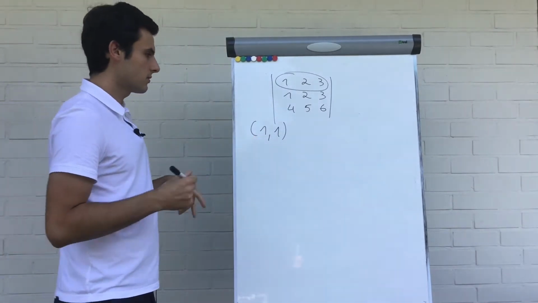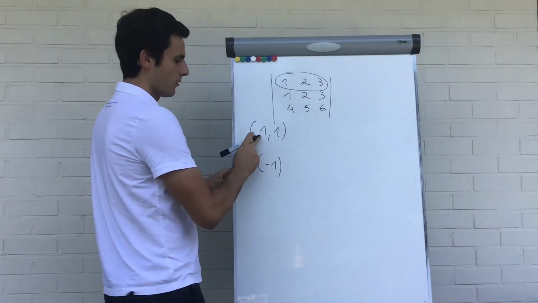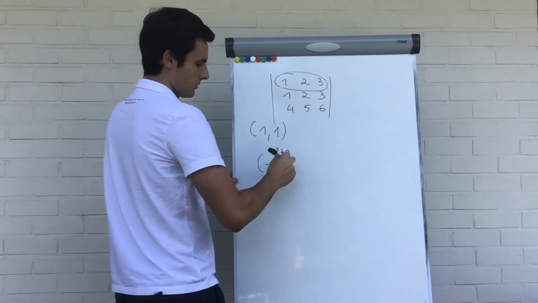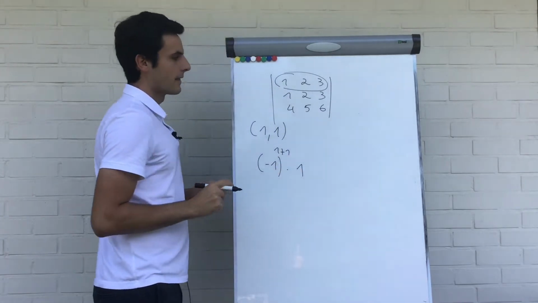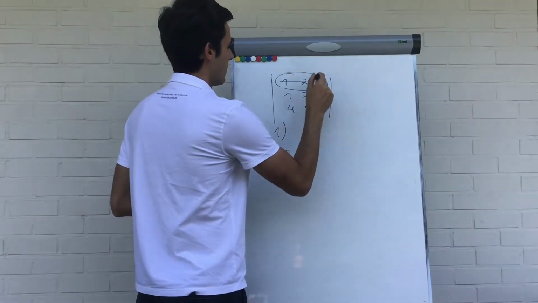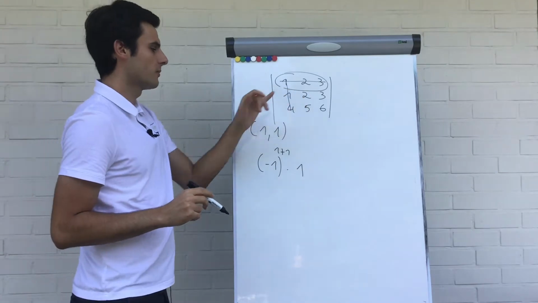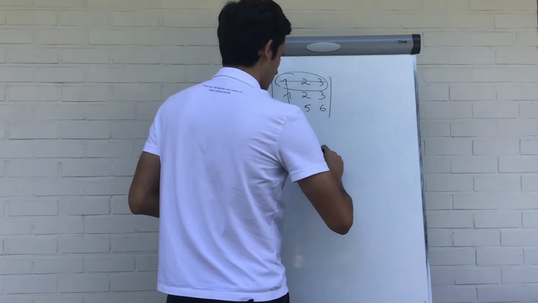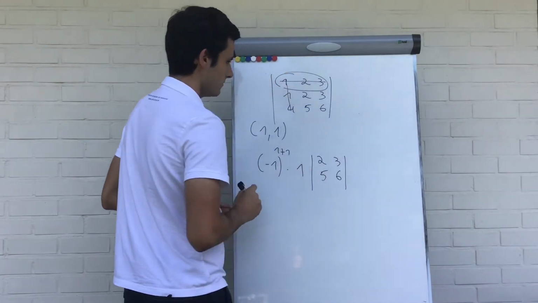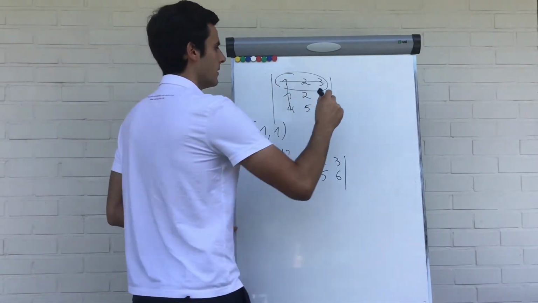That's important because we start with minus 1 to the power of row number plus column number multiplied with this number, so multiplied with 1, and then we remove the row number and the column number. So row number is 1, column number is 1, so we multiply with the determinant of this. So we multiply with 2, 3, 5, 6. I will rewrite the determinant to make it more visible.